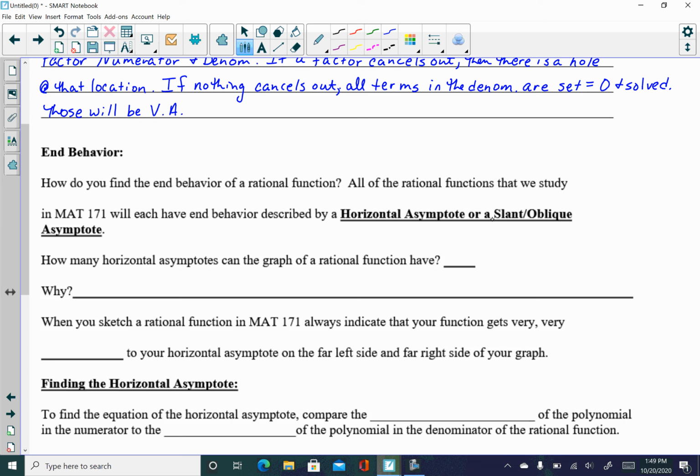Just below that, I say, well, how many horizontal asymptotes can the graph of a rational function have? It can only have one. So just so you're aware of that. You can have multiple vertical asymptotes, as you've seen on the previous page, but you can only have one horizontal asymptote. And you might be asking why. That's because each rational function can only have one type of end behavior.